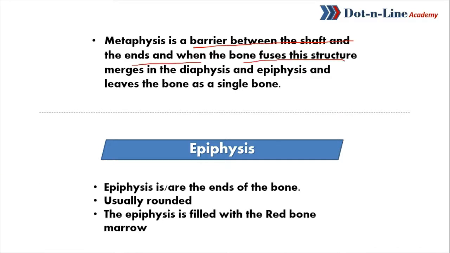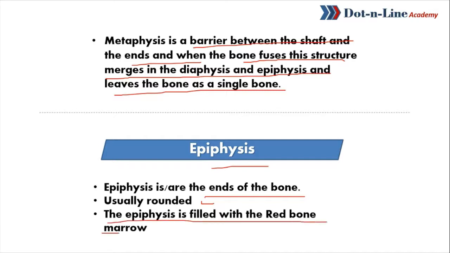As the bone fuses, as I've shown you in the X-ray, this structure merges the diaphysis and epiphysis and leaves the bone as a single bone. After the epiphyseal fusion, the complete bone will appear as a single bone, and this metaphysis will disappear, or a remnant of this metaphysis may appear, that will be an epiphyseal line. Epiphysis is also the same as that of the adult. Epiphysis is the ends of the bone, usually rounded. The epiphysis is filled with red bone marrow.